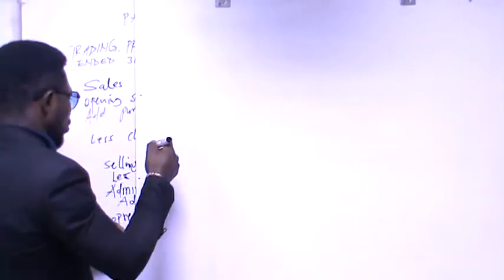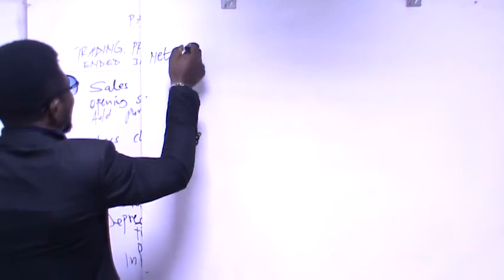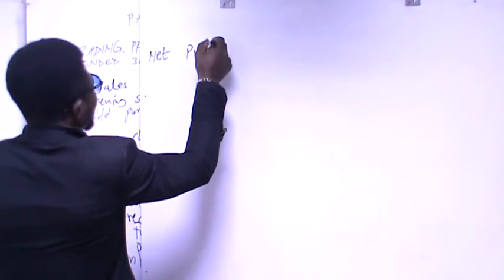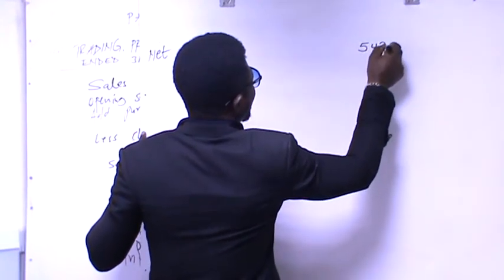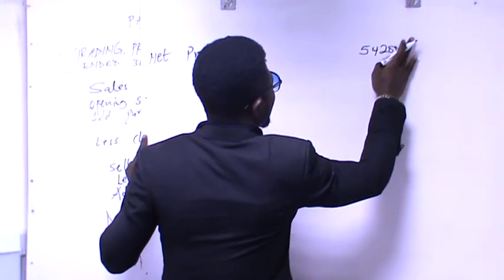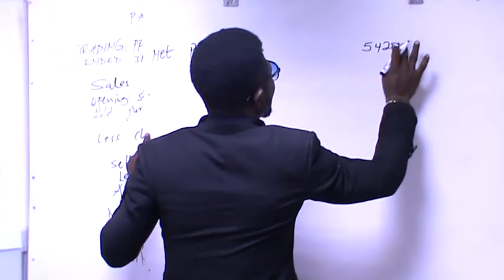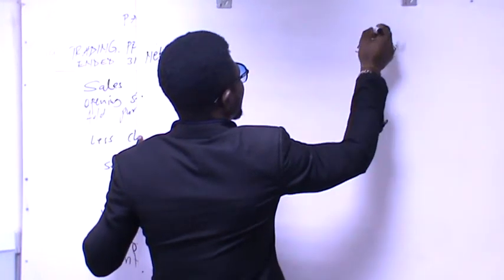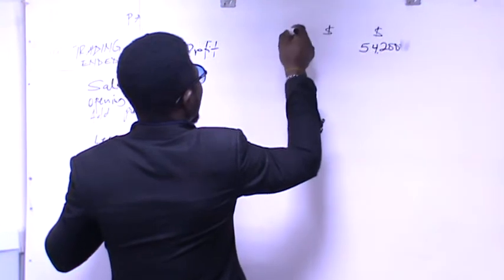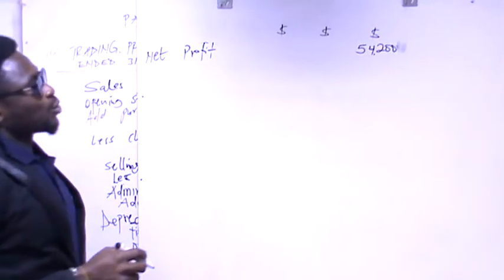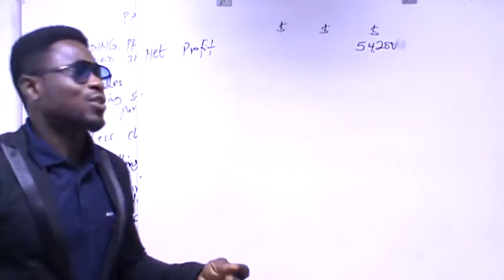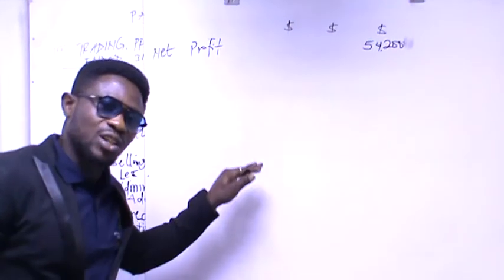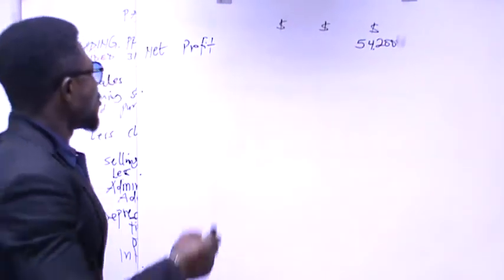We have the appropriation account. We continue from here. We have the net profits to be 54,200, and we have it in dollars. So remember, we have it in dollars. So we have the net profit at 54,200. And remember, I told you that the appropriation account is the continuation of the profit and loss account. So here we are going to share them.